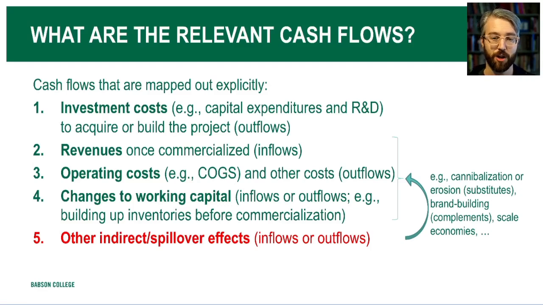Positive scale economies, or economies of scale, might exist if, for example, purchasing more inputs in order to launch the new product allows the firm to negotiate discounts not only on their incremental purchases, but also to get a better price on what they were buying before. So that would be an example of a positive economy of scale.